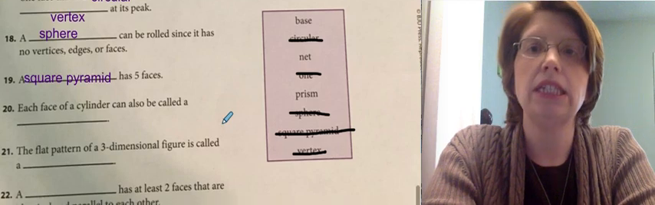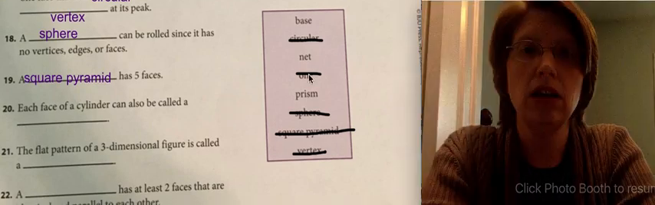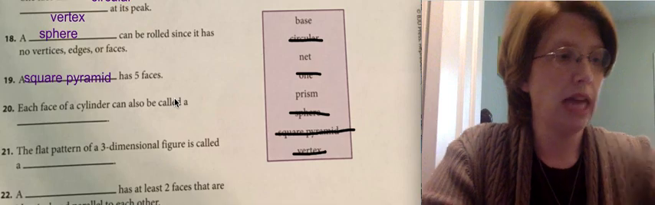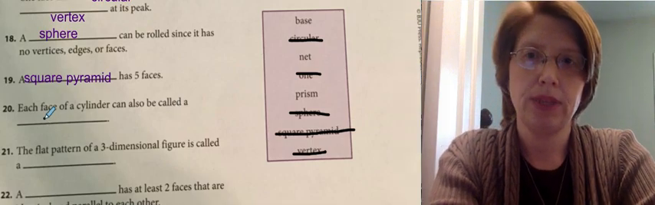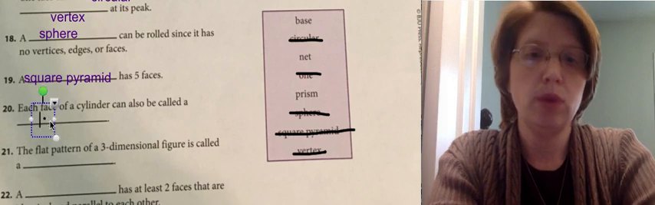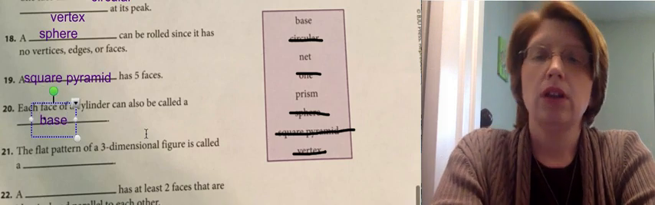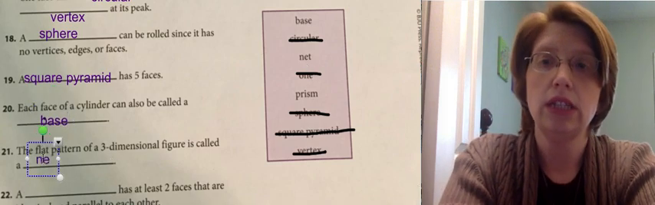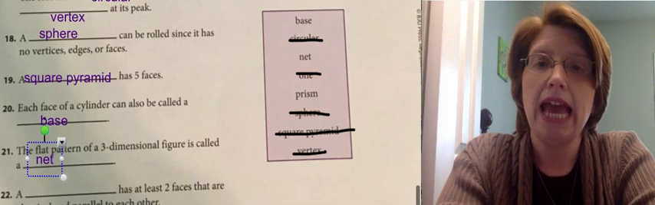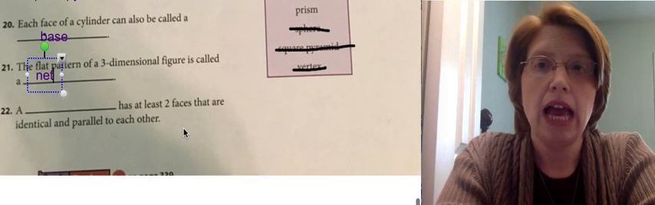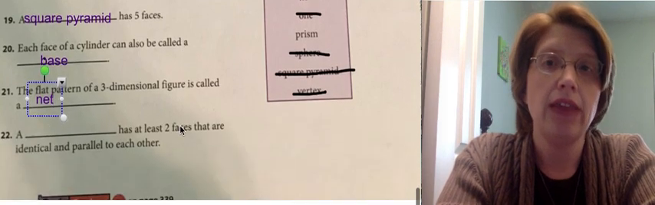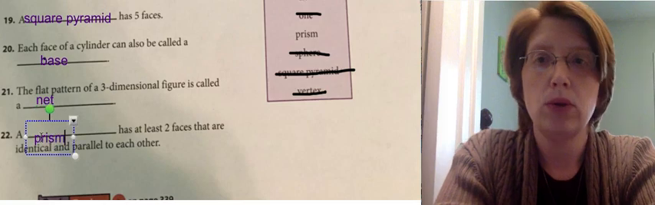Each face of a cylinder can also be called, so that's this part and this part, can also be called a base. And a cylinder has 2 bases. The flat pattern of a 3-dimensional figure is called, that's what we talked about at the top of this page, a net. And the last question, a blank has at least 2 faces that are identical and parallel to each other. And that would be a prism.